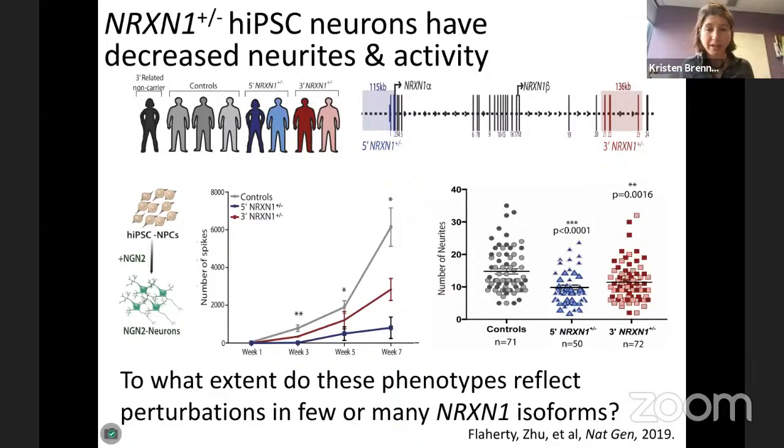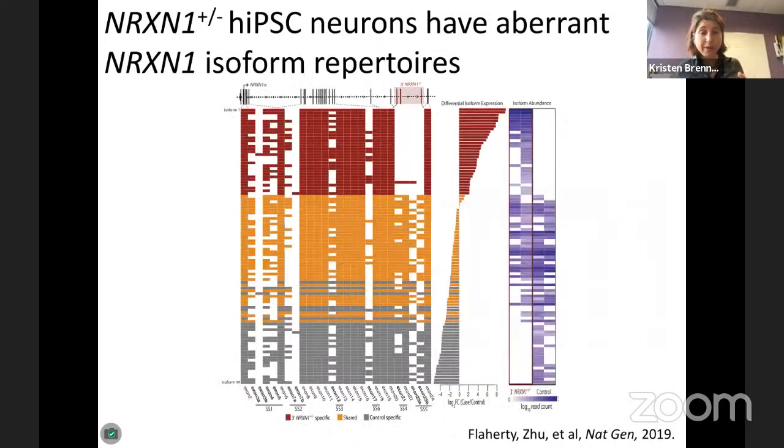Are patient-derived neurons firing less because one supercritical Neurexin 1 isoform is missing, or because all the isoforms are reduced by a smaller amount, or for some other reason altogether? So here's our Neurexin 1 profiling of case and control neurons. And what you'll see is that there's mass dysregulation.